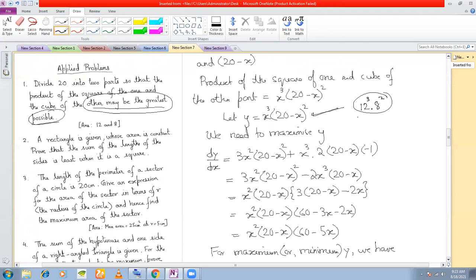Any other combination that you try, even if you try the combination of 10 cube, 10 square, even this will be less than this. Any other combination, even if you try say 2 and 18, even then 2 cube into 18 square will be less than this. So I hope this is clear, and let us move on to the next problem.